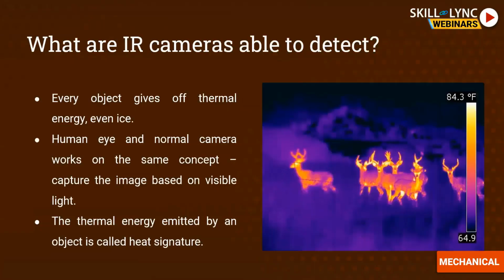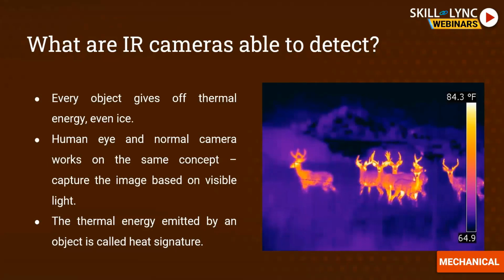So now we move on to what IR cameras are able to detect. On the right, you can see an image of wild animals. And you can see here that even with the cluttered background, the camera can detect different objects. All the objects have kind of the same heat signatures, but still it is able to classify between them, which is one of the biggest advantages of IR camera.